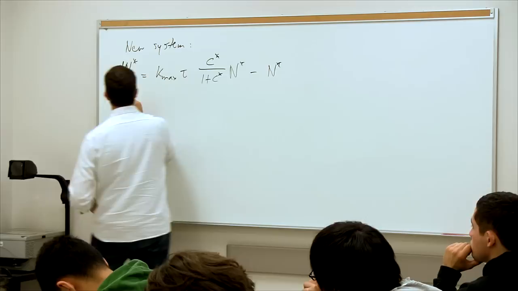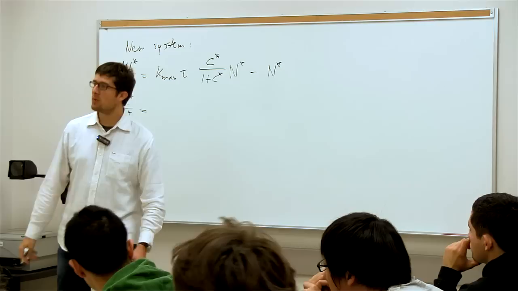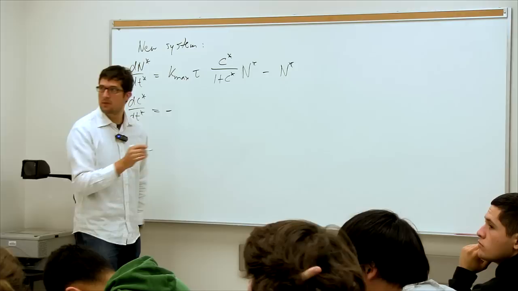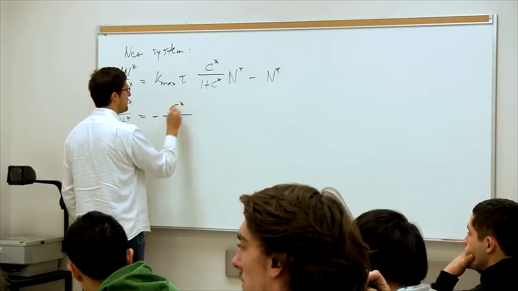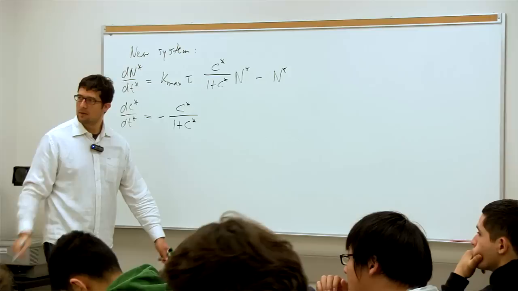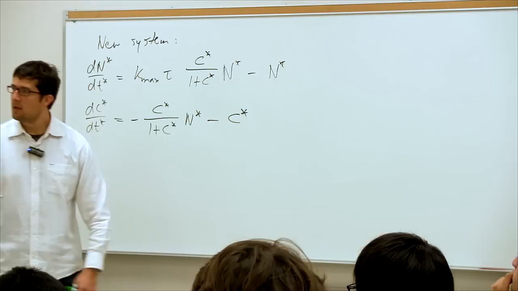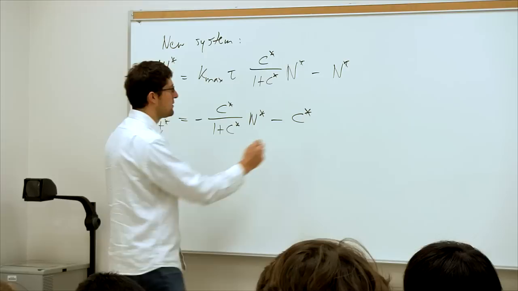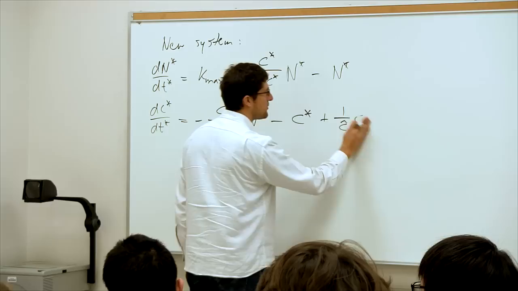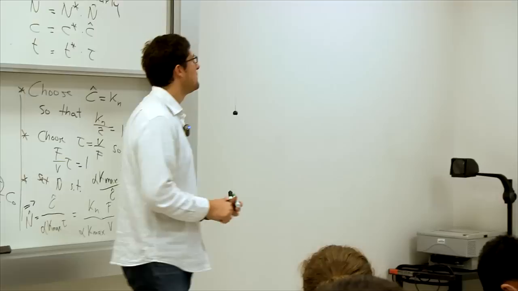Okay, and this is dc star dt star is equal to minus 1 times c star over 1 plus c star times n star minus c star plus 1 over c hat times c0, or c0 divided by c hat. Okay, so how many parameters do we have now? We still have something like 4 parameters.